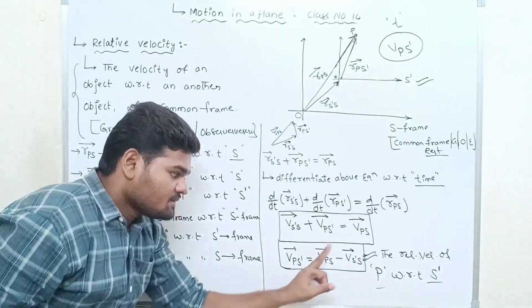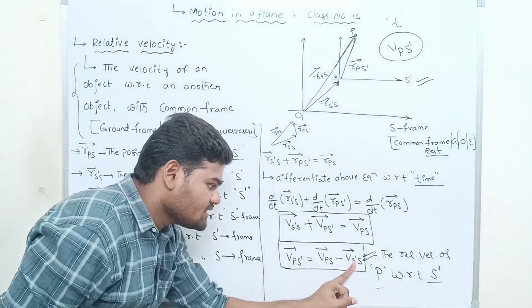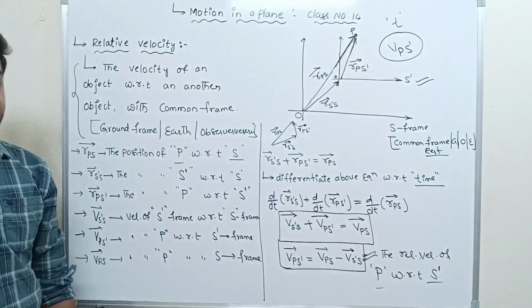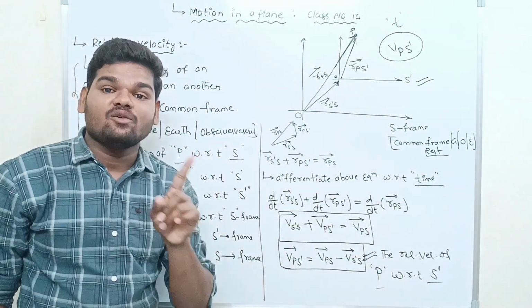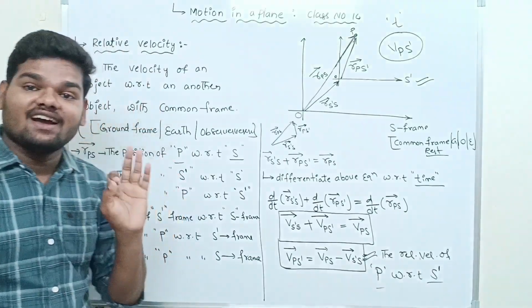Velocity of first object minus velocity of second object with respect to common frame S. Yes, S, common frame S. So this is the concept of relative velocity. I hope that you have understood.